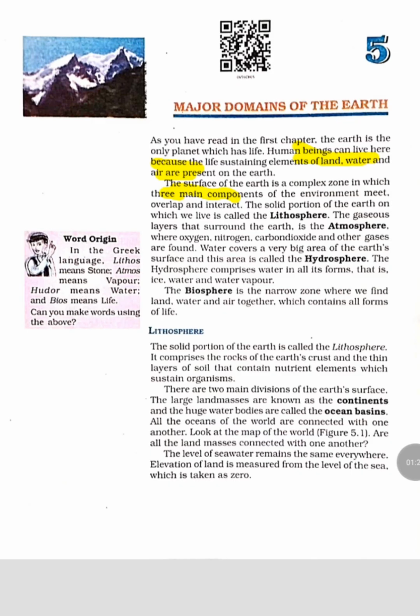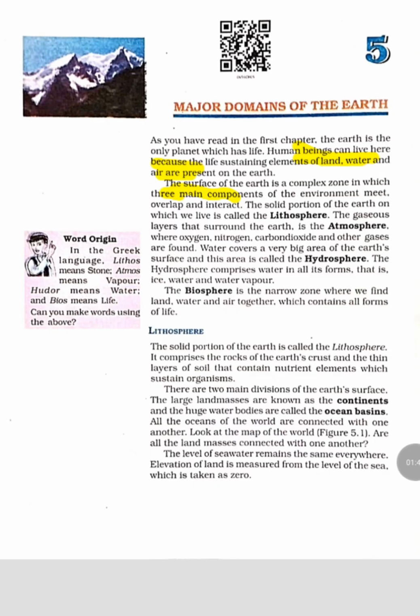The solid portion of the Earth on which we live is called the lithosphere. The gaseous layer that surrounds the Earth is the atmosphere, which we studied earlier. The blanket of gas around the Earth is called the atmosphere, where oxygen, nitrogen, carbon dioxide, and others are found.